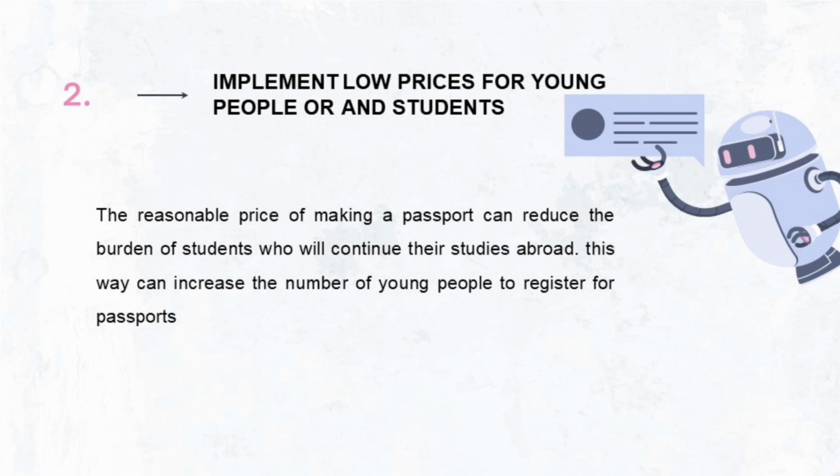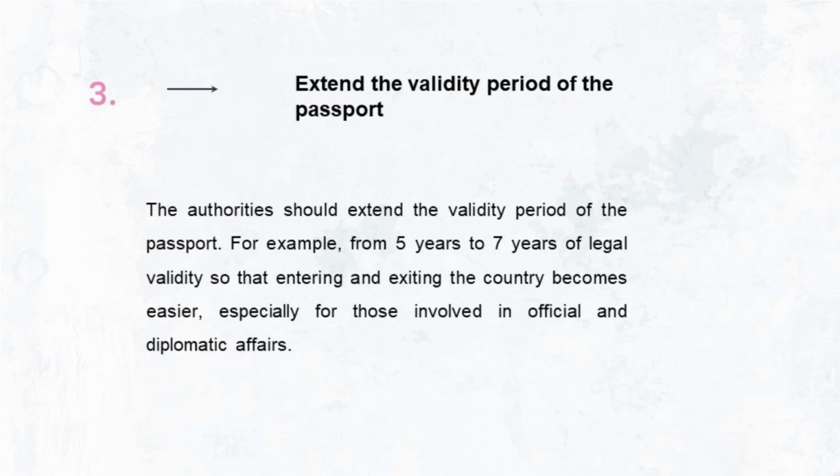The second point is to implement low prices for young people and students. A reasonable price for making a passport can reduce the burden on students who will continue their studies abroad. This way can increase the number of young people registering for the passport. And the last point is to extend the validity period of the passport. The authorities should extend the validity period, for example, from just 5 years to 7 years, so that entering and exiting the country becomes easier, especially for those involved in official and diplomatic affairs.